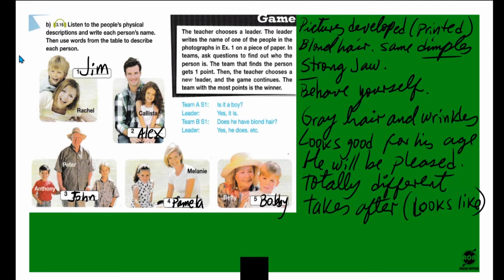Then she keeps on describing the grandfather in this case, who has gray hair and wrinkles, as we said earlier, and then she says that he looks good for his age, which is a compliment. Okay, then the other woman says that he will be pleased, which means he will be happy with the compliment. Then they describe Bobby and Betty, who look actually very different. And then the woman says that it's because he takes after another person, which means he looks like another person, not like Betty.